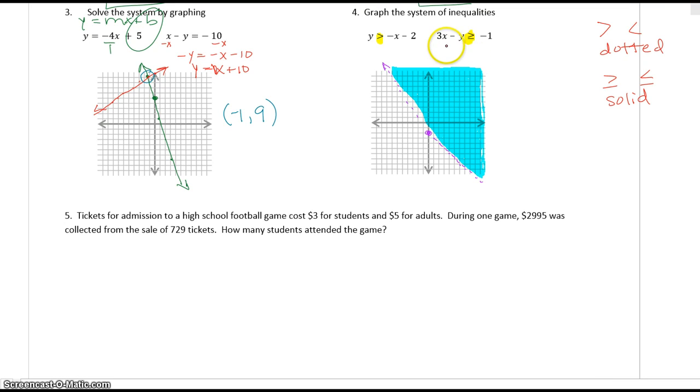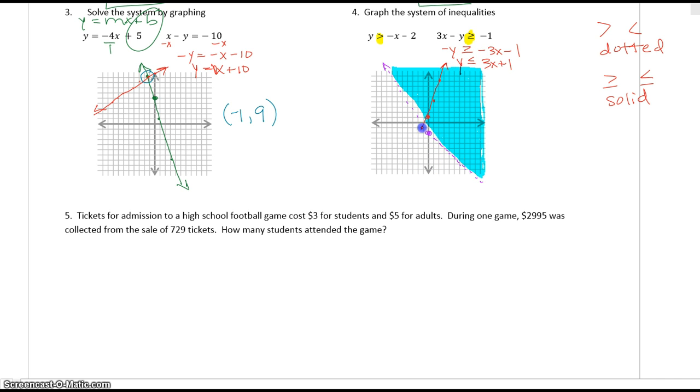So again, we're going to put this in slope-intercept form. We're going to subtract 3x from both sides. And then we're going to divide by a -1. But remember, when you divide by a negative, your sign flips. And we have y less than or equal to 3x plus 1. So the y-intercept is 1. Our slope is 3, so up 3 over 1. This is going to be a solid line because of the or equal to.